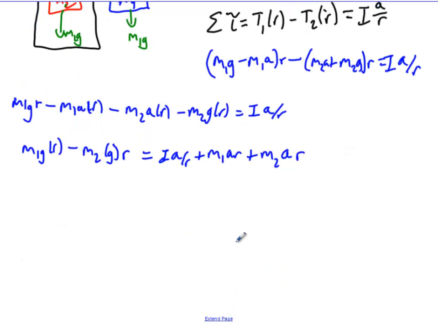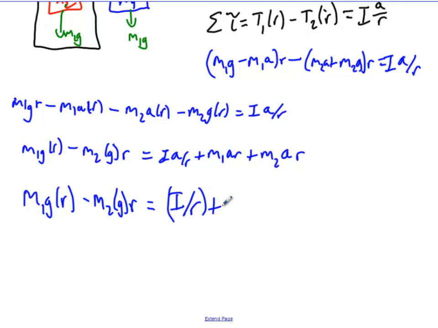Whoa, starting to get complicated, right? Let's go ahead and factor A out of all these terms. So I have M1G times R minus M2G times R is equal to I over R plus M1R plus M2R, all times A.